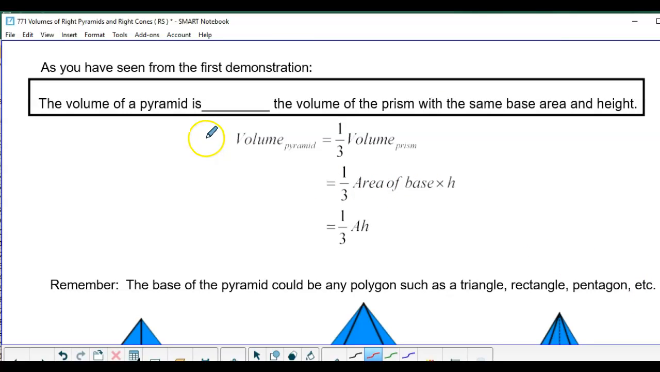So from the first demonstration, the volume of a pyramid is always going to be 1/3 the volume of the prism. I guess that's in words there, right? 1/3 the volume of the prism with the same base area and height. The volume of the prism is the area of the base of the prism times the height. So that capital A represents the area of the base.